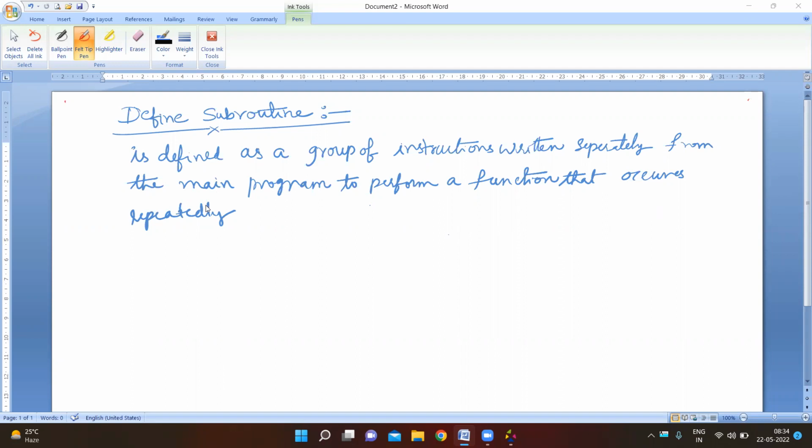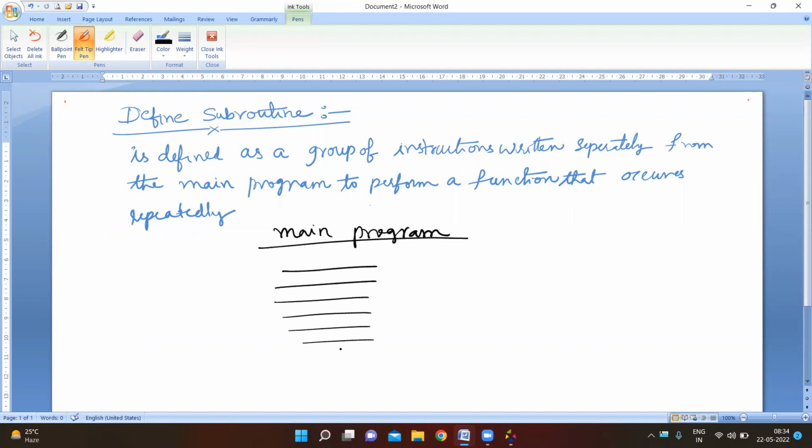So, here, let us assume this is a main program. There are many lines, each and every one in mnemonics. In between, let us assume, here we called a subroutine.